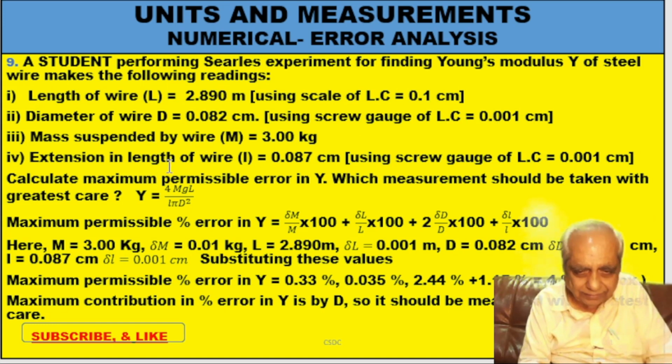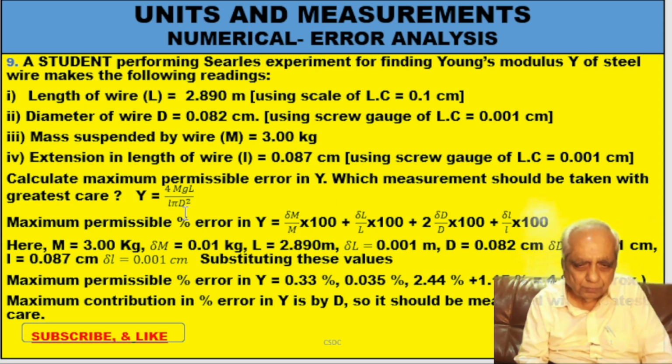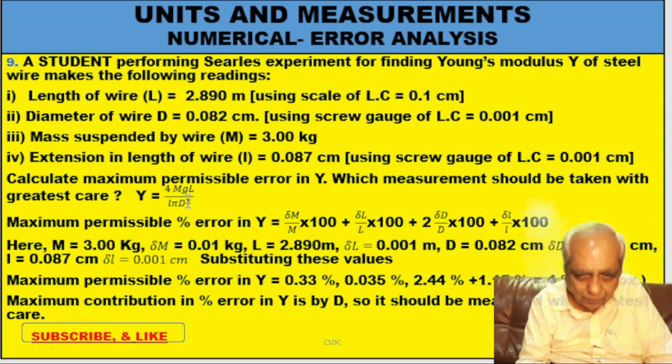Then extension in length of wire. When you suspend a mass, the wire will elongate. So that elongation is 0.087 centimeter. That also is measured using a screw gauge of least count 0.001 centimeter, and this formula he has given. So writing the permissible error in Y is quite simple. It would be percentage error in m plus percentage error in g plus percentage error in L plus small l plus 2 into percentage error in d.